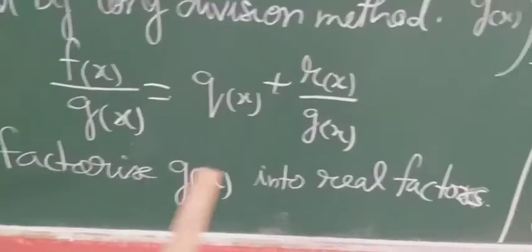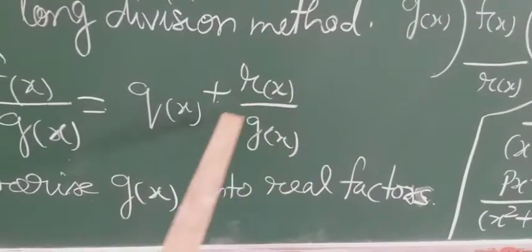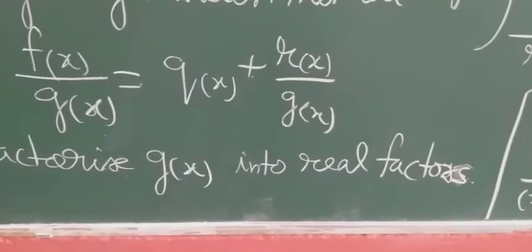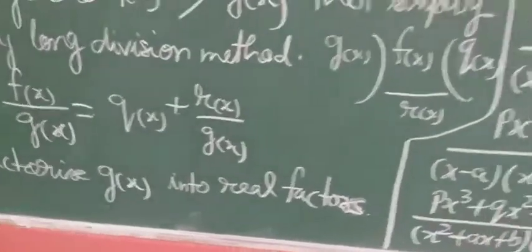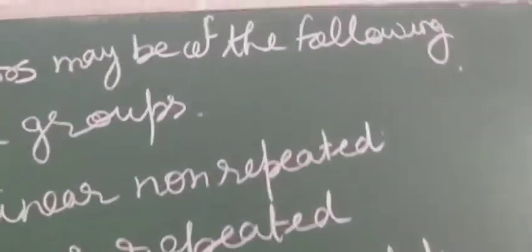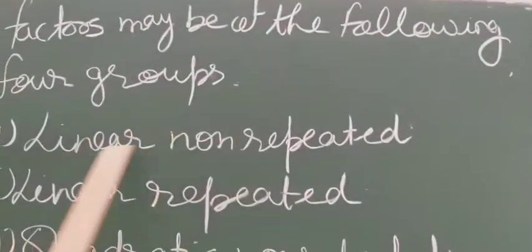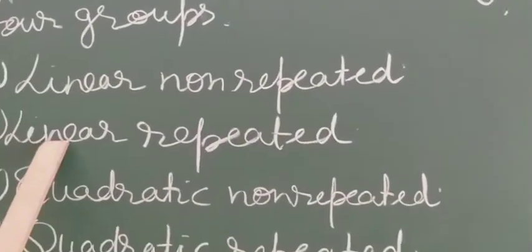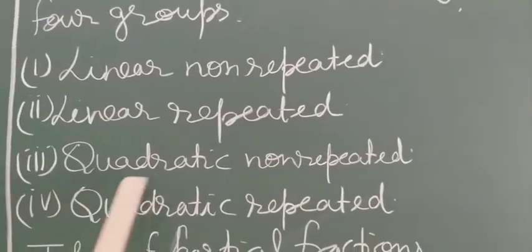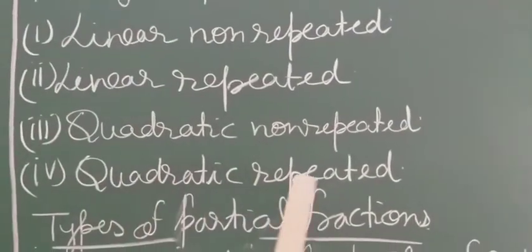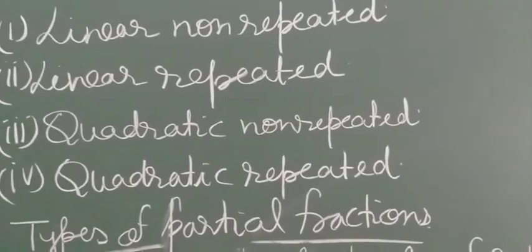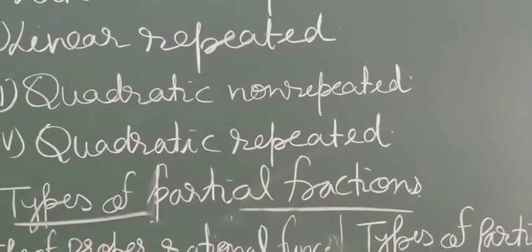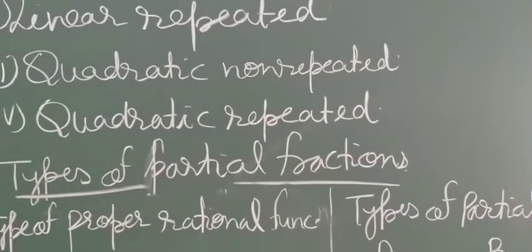So now students, in the second step we have to factorize g(x) to get real factors. The factors may be of the following four groups. First, linear non-repeated; second, linear repeated; third, quadratic non-repeated; and fourth, quadratic repeated. So four kinds of factors should be there. After that we have to use partial fractions.